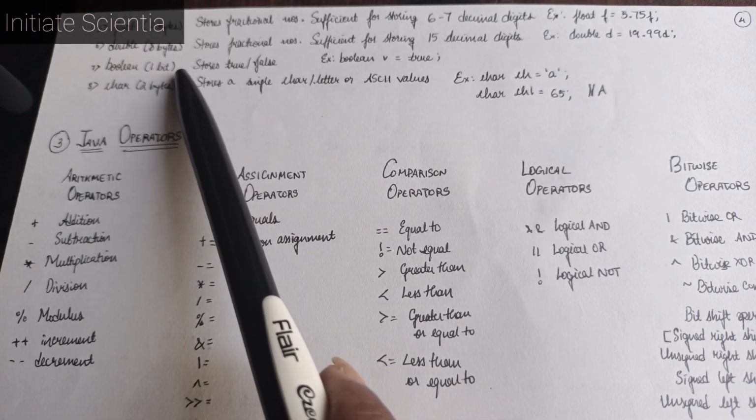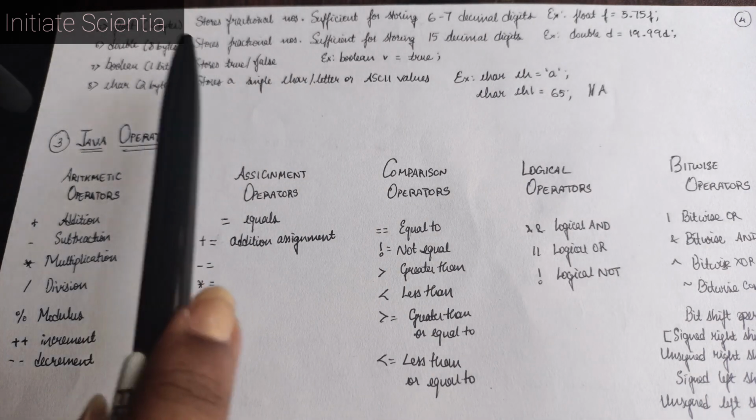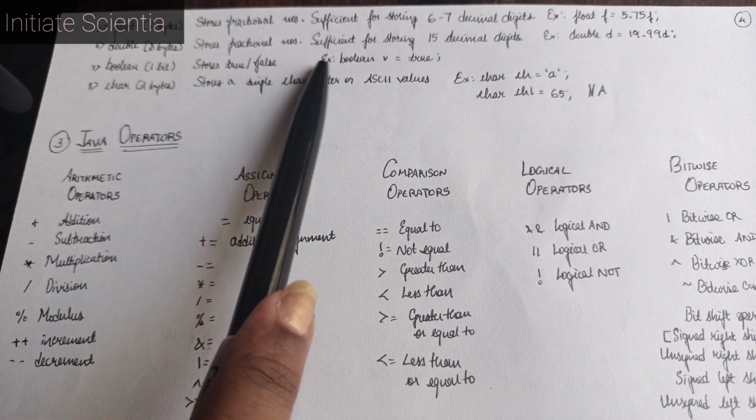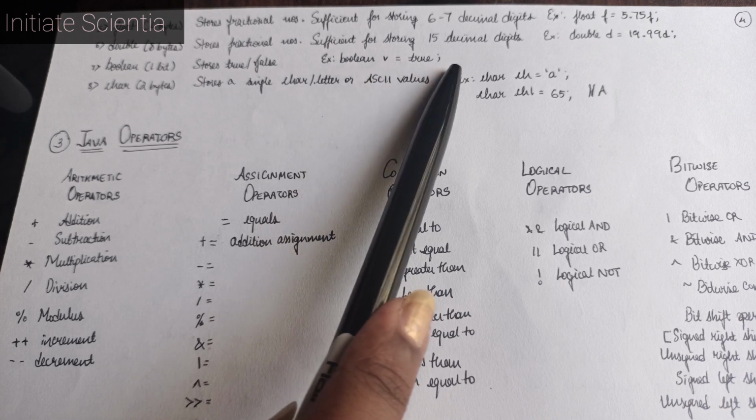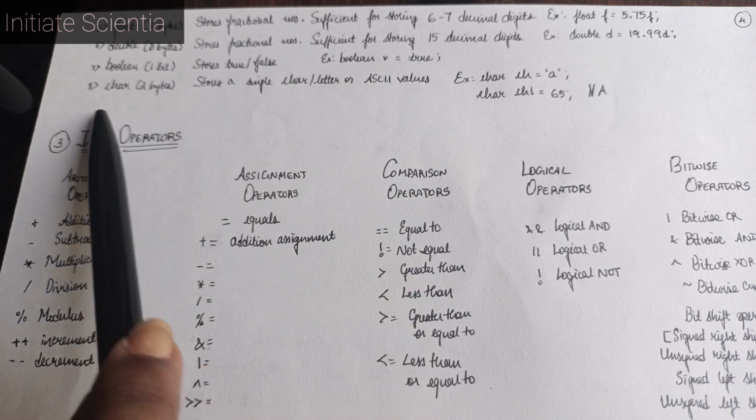Next, boolean. 1 bit stores either the value true or false. Example: boolean v = true or false. We can mention whichever we want.